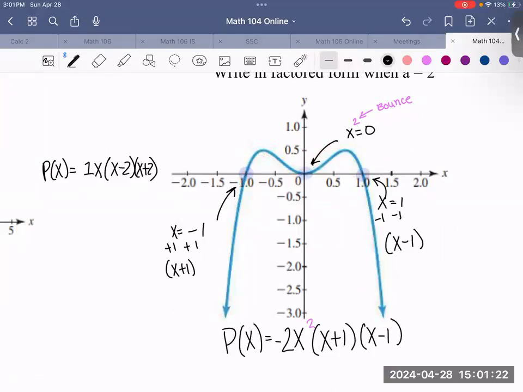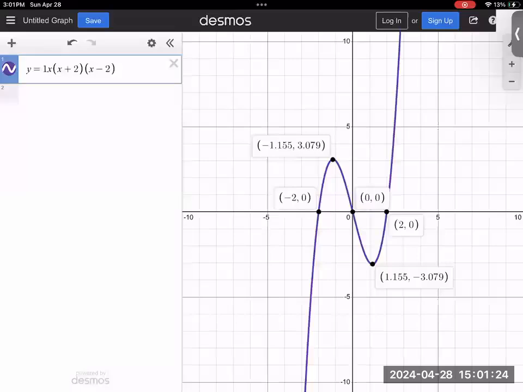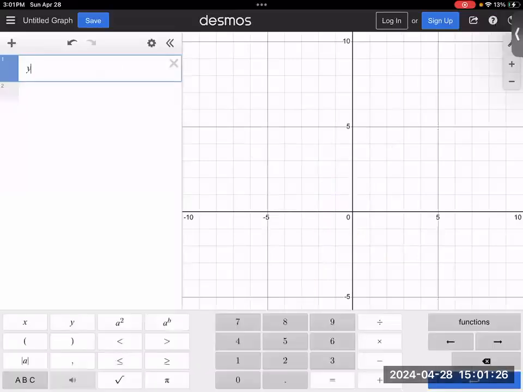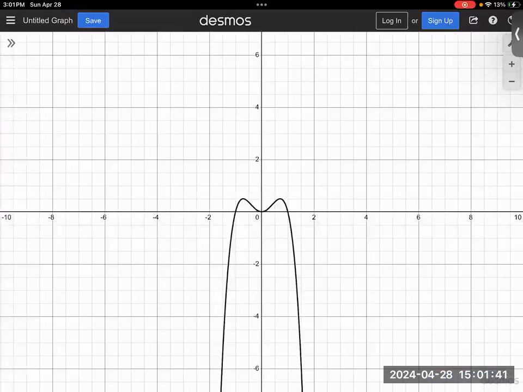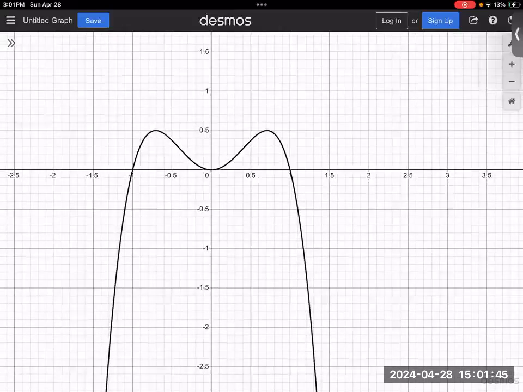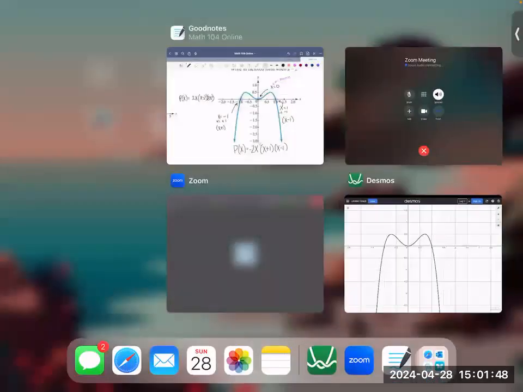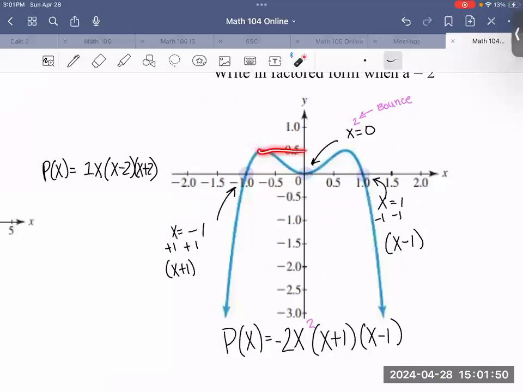Now let's go ahead and see if that goes on to your graph. Y equals -2x squared, x plus 1, and x minus 1. Now, does that look pretty close? I would say so. There we go. Yes, that looks pretty good to me, because your maxes look spot on.